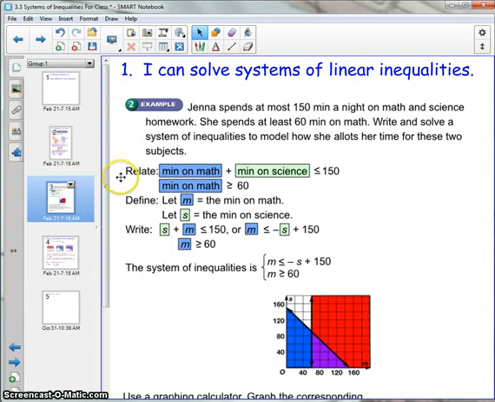So, like always, we want to relate what is happening in our problem. We know that the minutes on math homework and the minutes on science homework is going to be less than or equal to 150, because at most she spent 150 minutes. So math and science added together will be less than or equal to 150. Then it also says in the second sentence, she spends at least 60 minutes on math. So we have math is greater than or equal to 60, because she spends more than 60 minutes.